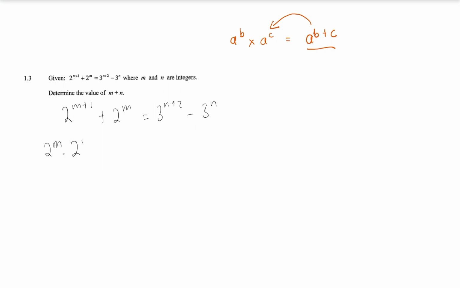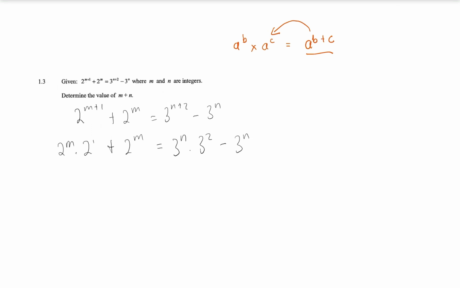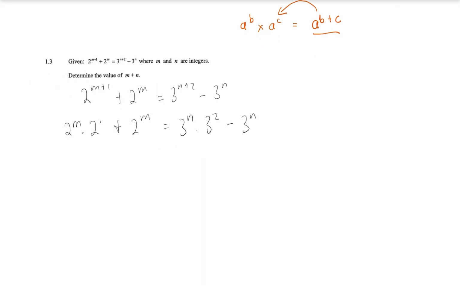So as we continue, we have plus 2 to the power of m, and then we're going to do the same thing to the 3 to the power of n plus 2: 3 to the power of n times 3 squared, minus 3 to the power of n. And then what I notice is that I have a common factor on the left-hand side. I have 2 to the power of m times 2 to the power of 1 plus 2 to the power of m. So I can take out 2 to the power of m as a common factor.